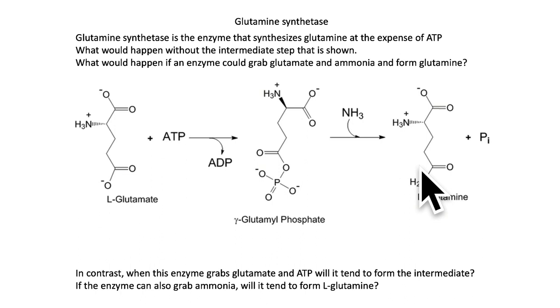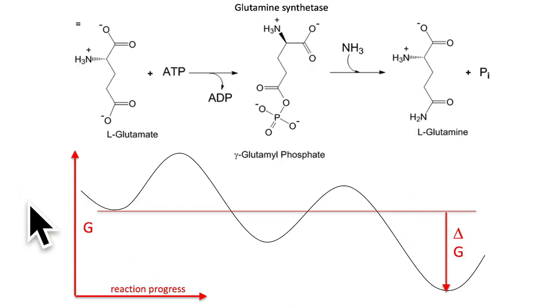And let's look at an energy diagram here. This is a picture of what I just described. Here, glutamate and ATP and ammonia are all happy. They're in an energy well, but when you burn ATP, you've gone down in energy, you've released ADP, and you phosphorylated glutamate.